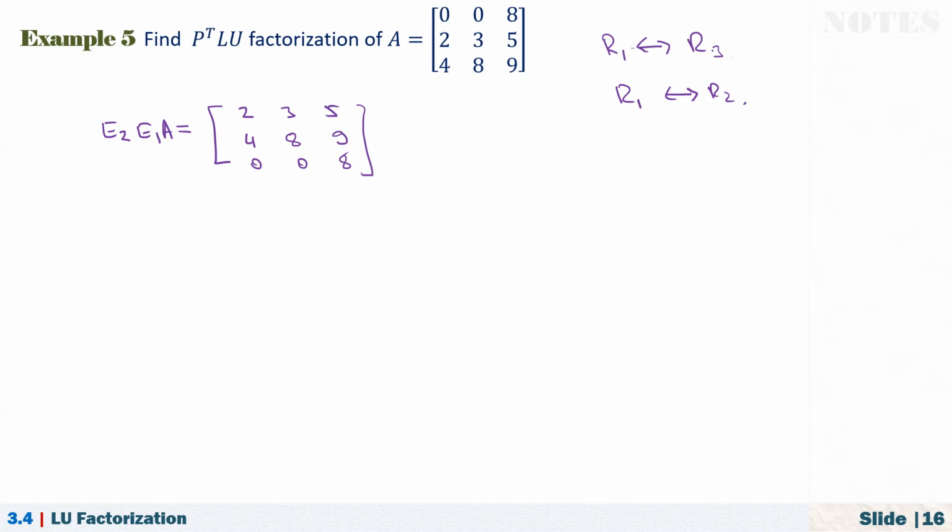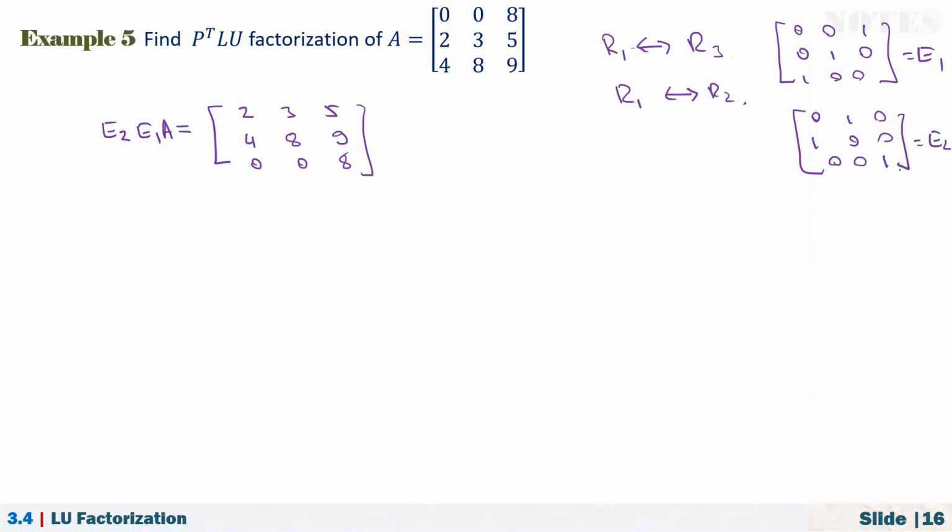I interchange the first row with the third row, and after that the third row is 0, 0, 8. Then the first row with the second row. So what are these operations? The first one is the first row with the third one. So that is 0, 0, 1, 0, 1, 0, 1, 0, 0. Let's say this is E1. The second one swaps the first and second rows. So that is 0, 1, 0, 1, 0, 0, 0, 0, 1. That's our second elementary operation.